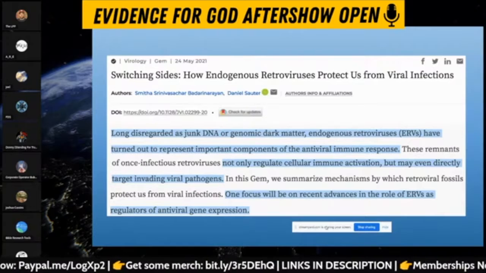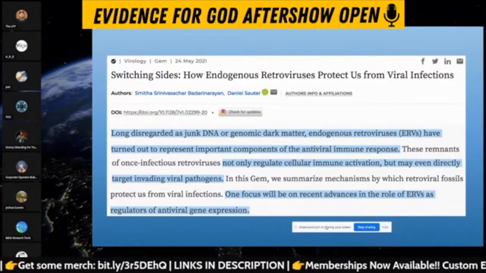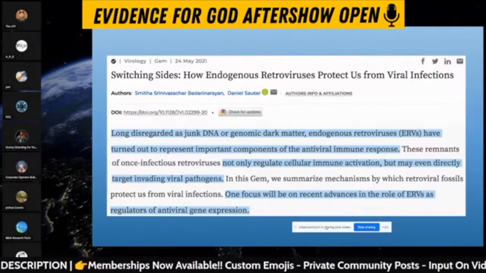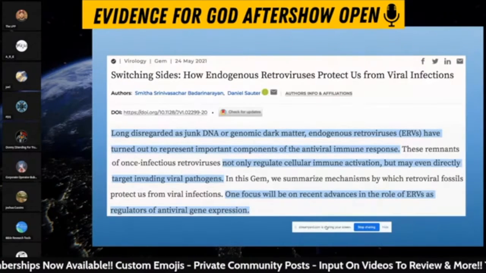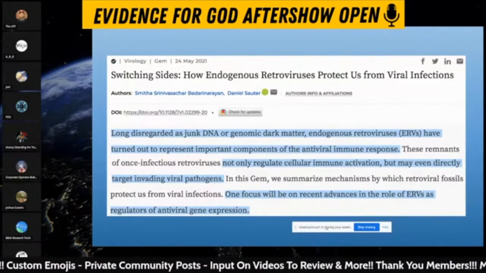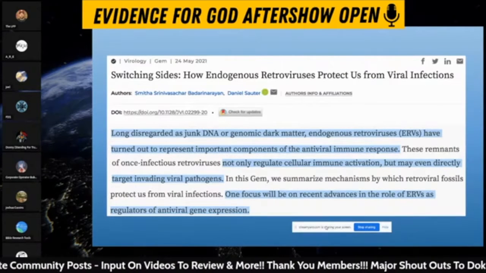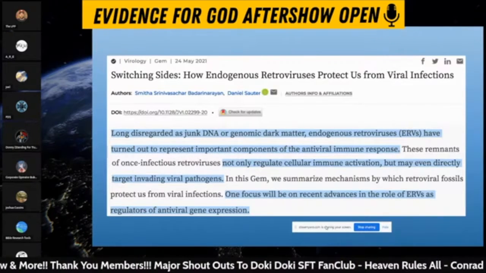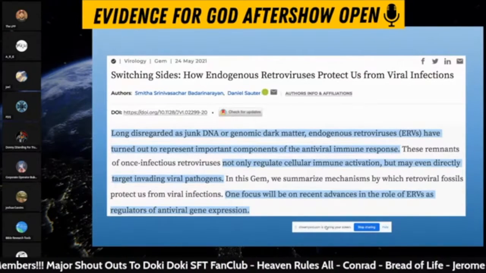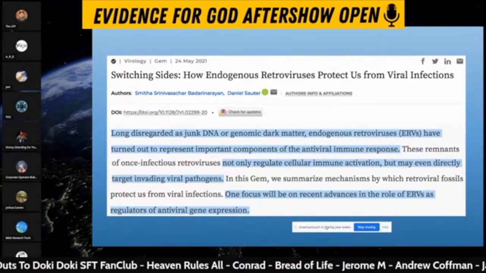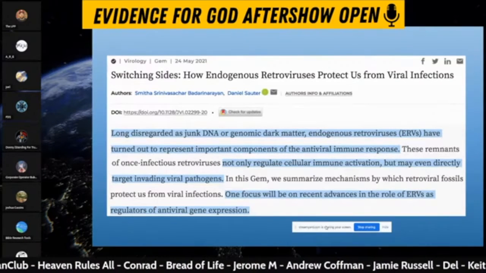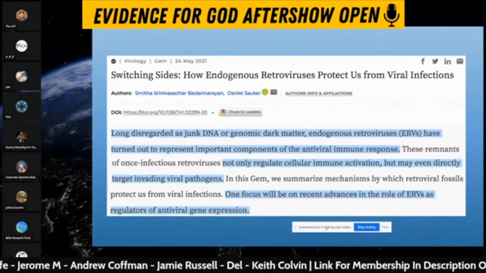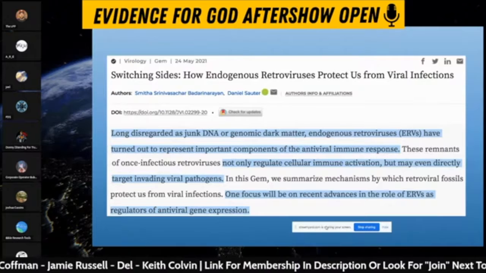Here's a fascinating paper I like to point out. Switching Sides: How Endogenous Retroviruses Protect Us from Viral Infections, from 2022. It's not just one or two aspects or elements of the ERV unit that help with this functional role. No, it's the entire unit itself. It's their similarities, the POL, the GAG, the ENV, the LTRs, everything about them is necessary. The way they're built, the way they're structured is necessary to perform their roles in fighting off exogenous retroviral infections.